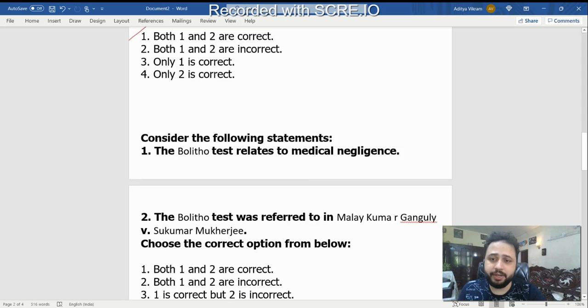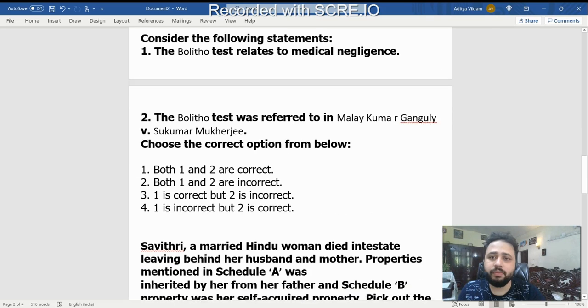Consider the following statement. The Bolitho test relates to medical negligence. ये statement सही है. The Bolitho test was referred to in Malay Kumar Ganguly versus Sukumar Mukherjee. ये भी statement सही है. So the answer will be both 1 and 2 are right.